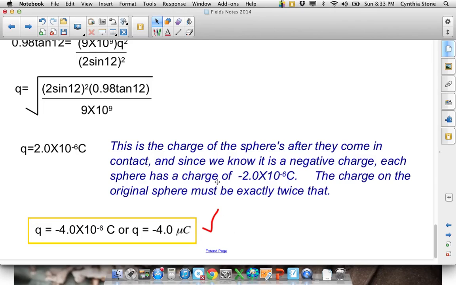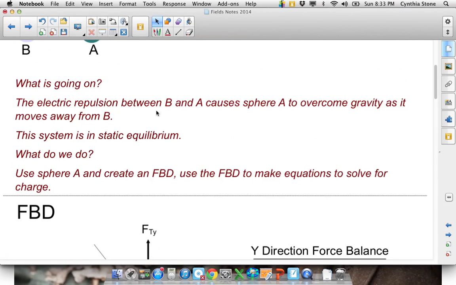Okay, that was a really tough example. And again, star it. I think there's one like this in your problem set, but star it. You need to be able to reproduce this for sure. It could come up on a test.